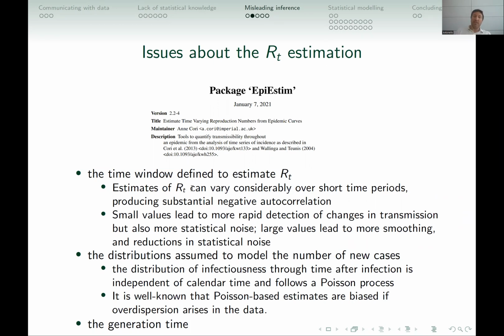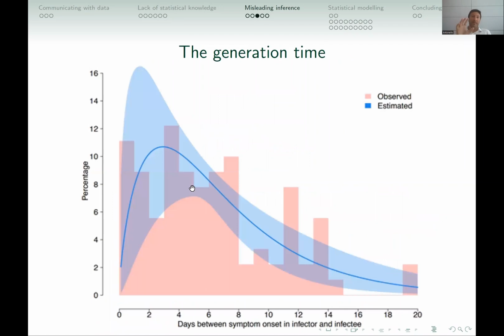And then the crucial assumption, the generation time. This is the time that an infector takes to infect an infectee, so just the time required for me to infect someone else. This is not observed and must be estimated. In Italy, it is estimated according to the data that you observe here. The pink bars are the observations, and the blue line represents the gamma distribution.